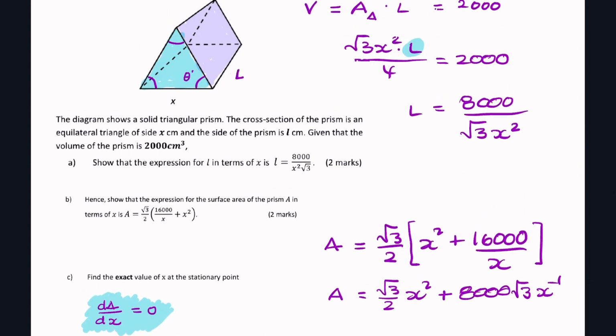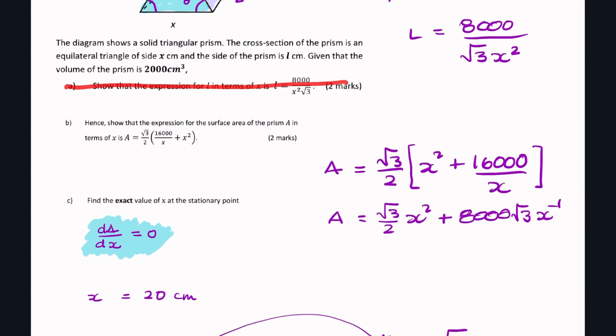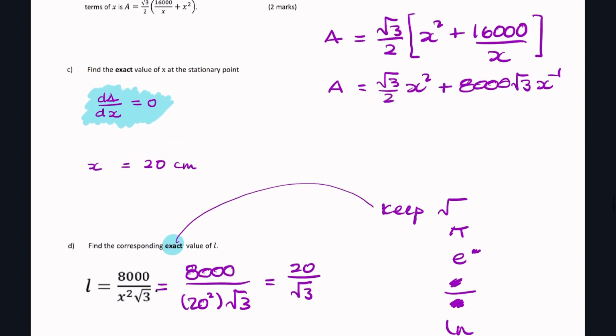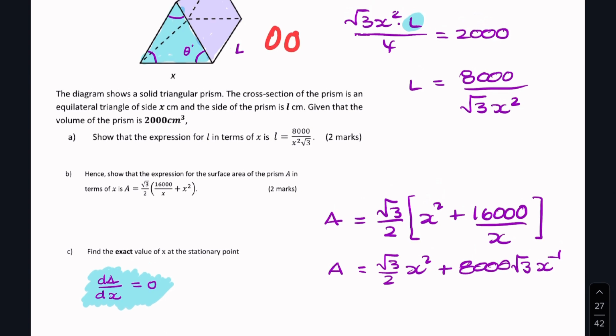You need to know how to find the area of a triangle and the volume of a prism. I don't think these formulas are given to you, so there's a little bit of geometric knowledge here. But even if you don't get part A or B, you can still work on parts C, D, E, and F. So I hope you found that helpful.